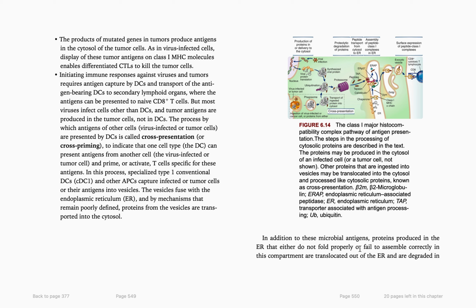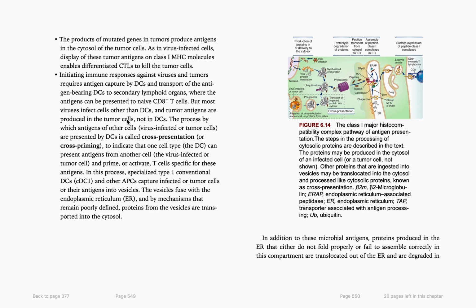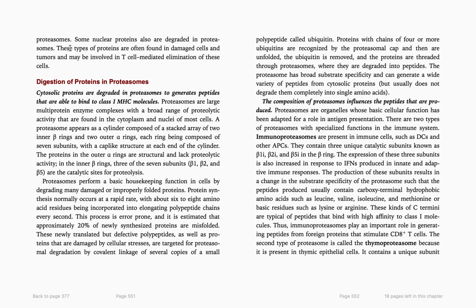In addition to microbial antigens, proteins produced in the endoplasmic reticulum that either do not fold properly or fail to assemble correctly in this compartment are translocated out of the endoplasmic reticulum and are degraded in the proteasomes. Some nuclear proteins also are degraded in the proteasome. These types of protein are often found in damaged cells and tumors and may be involved in T cell mediated elimination of these cells. Digestion of protein in proteasomes.